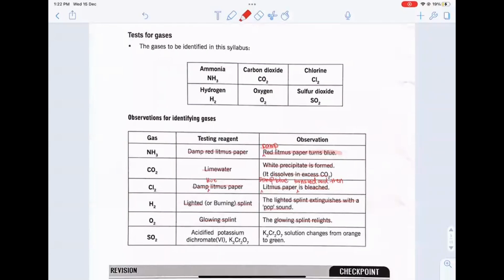And lastly, for sulfur dioxide, SO2, this is a reducing agent. So you can test for the reducing agent using an oxidizing agent. In this case, you have acidified potassium dichromate, K2Cr2O7, which is an oxidizing agent. So your K2Cr2O7 will be reduced, and so the color will change from orange to green. So this last table would be the easiest because you have done most of it.